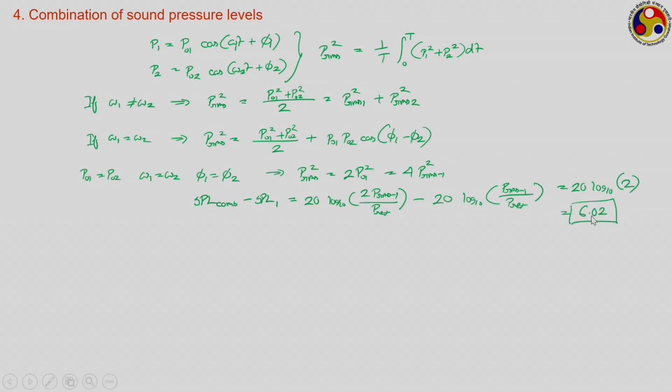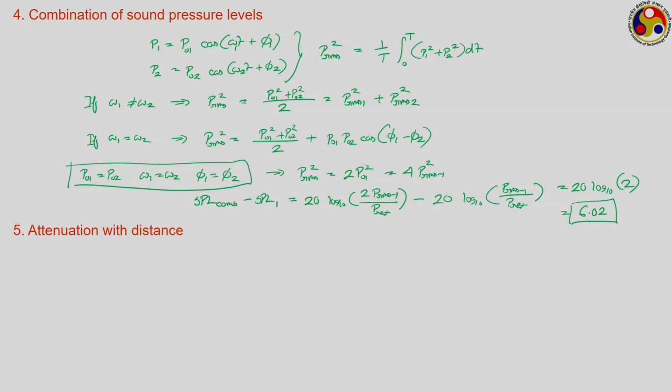So, for the special situation of two identical sound waves in the same medium, we have the sound pressure level to be equal to 6.02. Similarly, we can also calculate for other special situations. And one final case is attenuation with the distance.